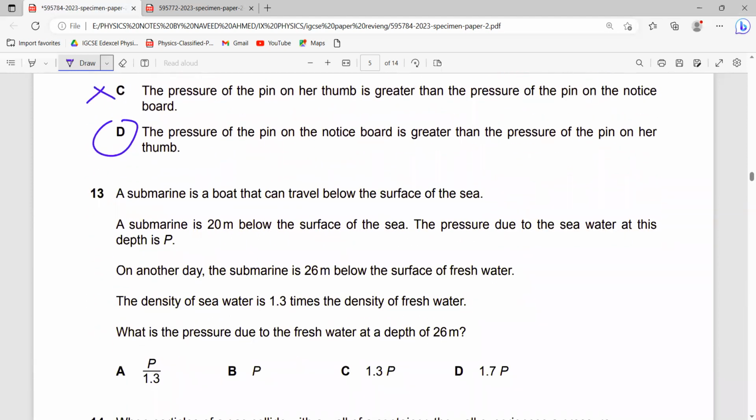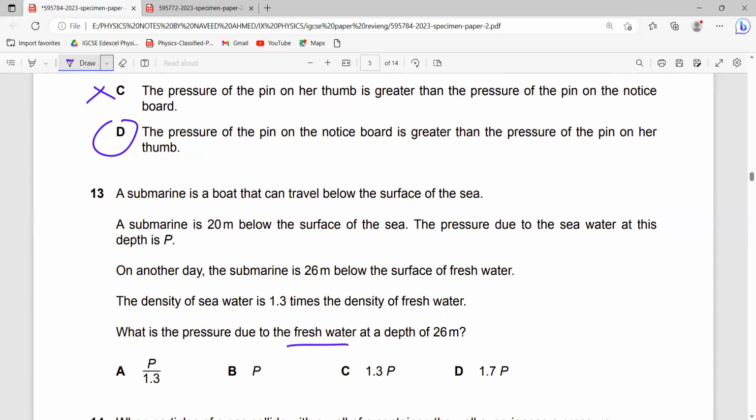A submarine is a boat that can travel below the surface of the sea. A submarine is 20 meters below the surface of the sea. The pressure due to the seawater at this depth is P. On another day, the submarine is 26 meters below the surface of freshwater, and the density of the seawater is 1.3 times the density of the freshwater. What is the pressure due to the freshwater?